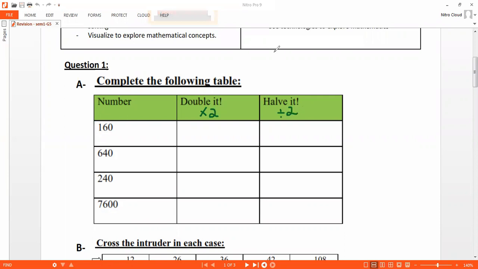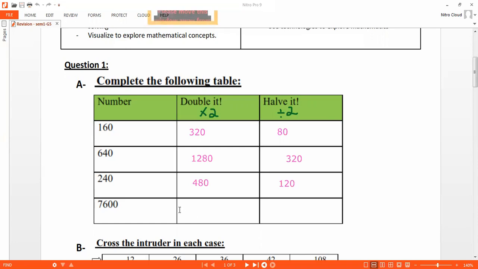So let us look at the first number first, which is 160. 160 times 2, mentally, it's 320. But divided by 2, it's 80. Now 640 times 2, it's 1280. How do we know this? We just multiply every digit by 2, starting from right to left. Divided by 2, it's 320. Now 240 times 2, it's 480. And 240 divided by 2 is 120.